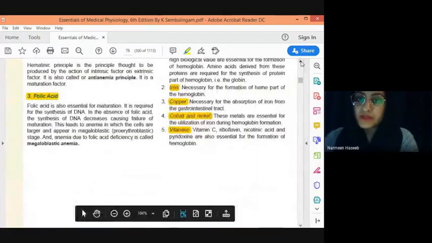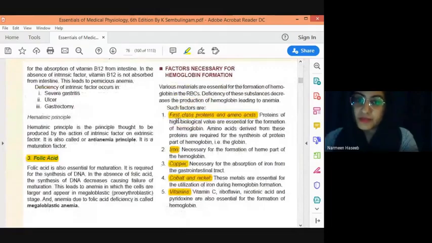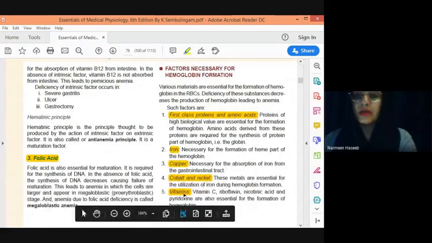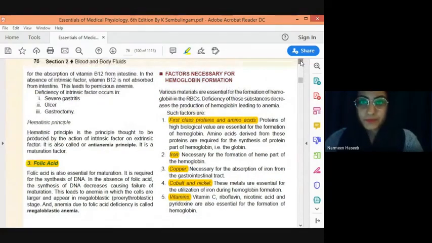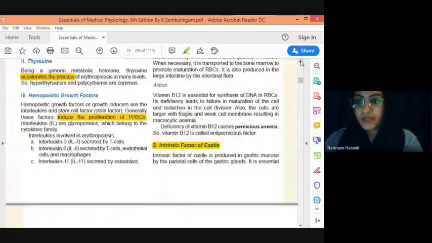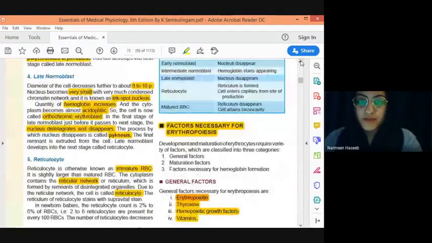Then come the factors necessary for hemoglobin formation. First class proteins and amino acids, iron, copper, cobalt, and nickel, and vitamins. These are all the necessary factors important for hemoglobin formation. So that was all about the chapter, but before completing the lecture, we need to revise it. Let's revise what important things we have studied so far.